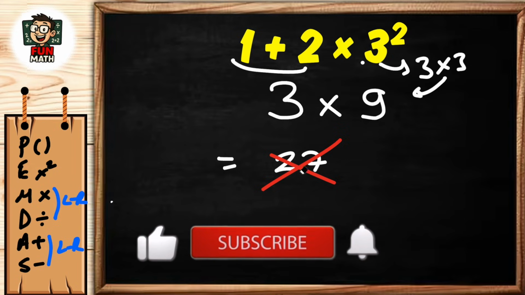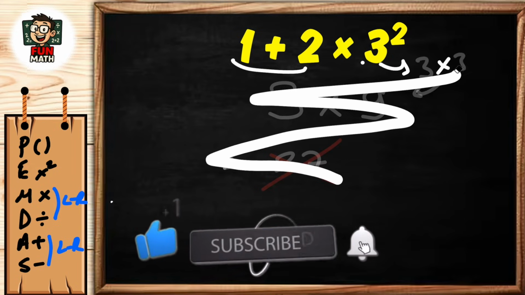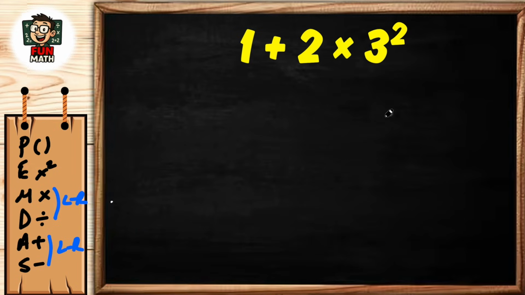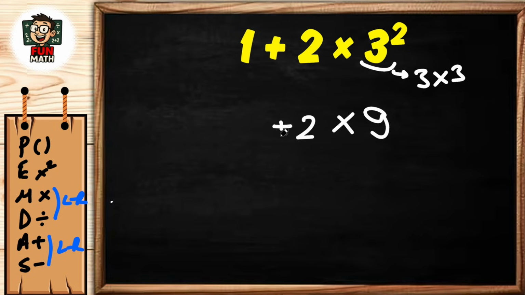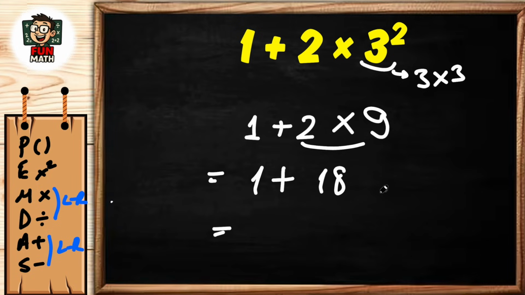Let's apply this rule to our question. First, exponent. 3 to the power of 2 equals 3 times 3. 3 times 3 equals 9. Multiplication: 2 times 9 equals 18. Finally, addition: 1 plus 18 equals 19. We solved the solution in detail.